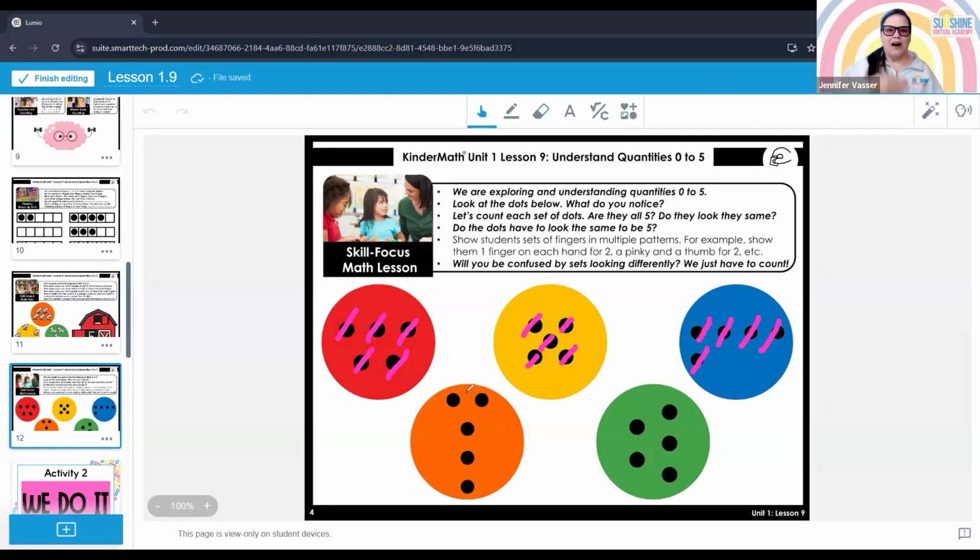Now, friends, I want you to count the dots on the orange circle and the green circle. Do they still have 5 dots? Hmm, I'm double checking by counting and marking. Yes, the orange dot does also have 5 dots. What about the green dot? The green dot also has 5 dots.